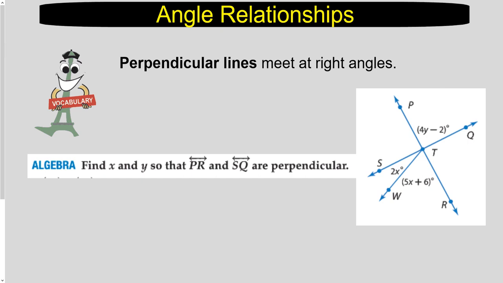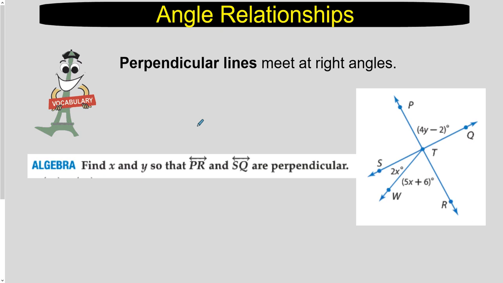Perpendicular lines meet at right angles. Hopefully we all knew that. That's kind of the definition of perpendicular lines, two lines that cross such that the angles formed are 90-degree angles. So a question the book might ask is: find x and y so that lines PR and SQ are perpendicular.